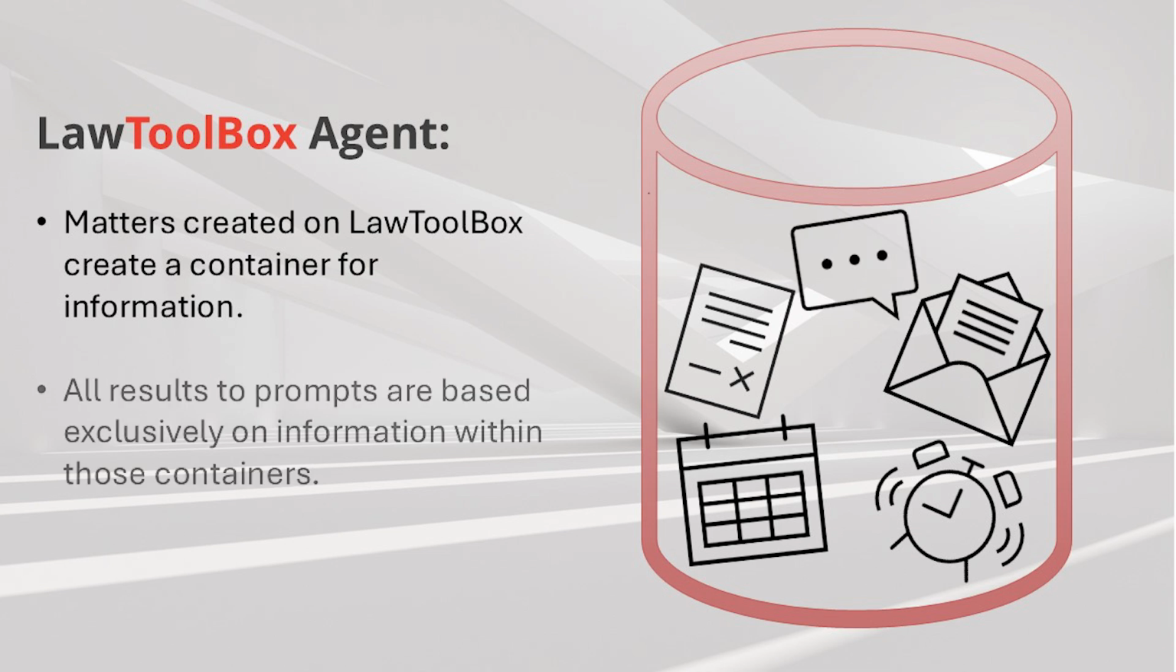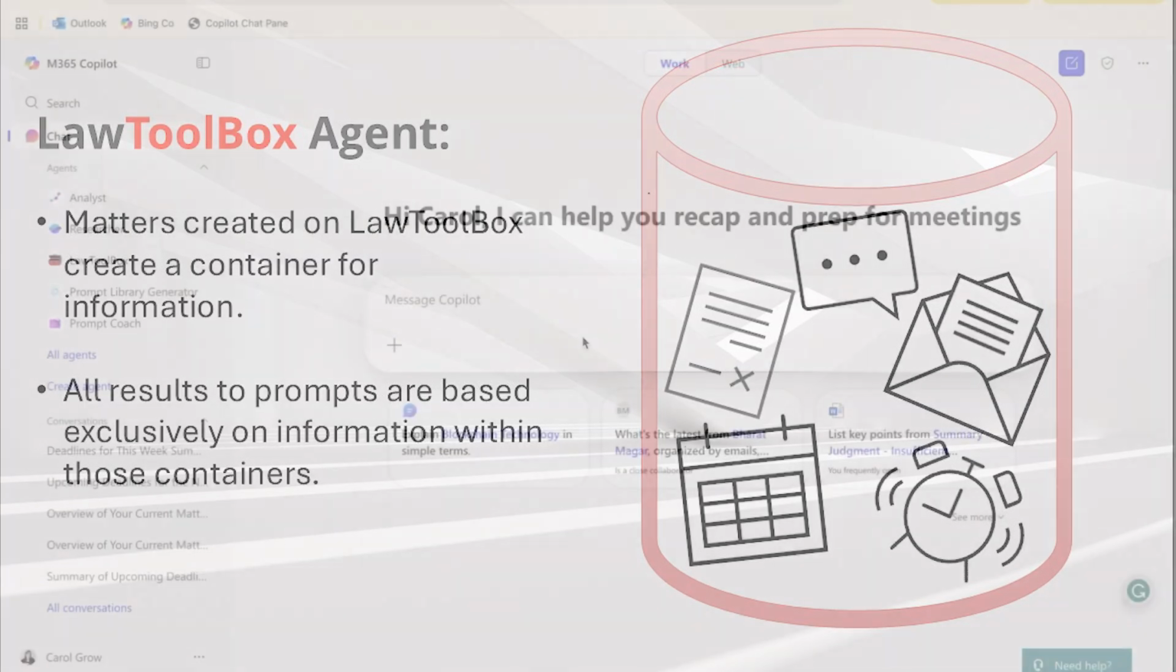The LawToolBox agent focuses Copilot to only pull information directly from the containers created by your matters, ensuring that the results of any prompt are only coming from your actual legal matters and not from outside the containers.